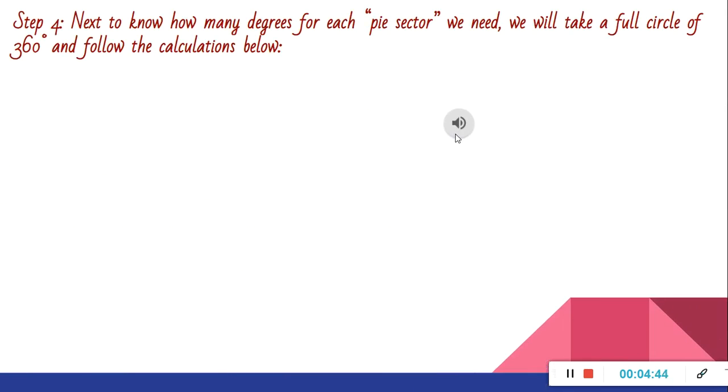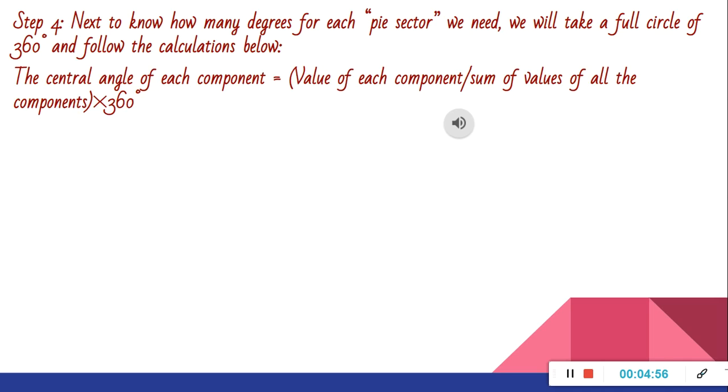The fourth step is to know how many degrees for each pie sector we need. We will take a full circle of 360 degrees and follow the calculations below. The central angle of each component is equal to the value of each component divided by the sum of values of all the components into 360 degrees. Here, value of each component means the students who liked the sports. That is, for example, football 10, hockey 5, cricket 5, basketball 10, and badminton 10. Sum of values of all the components means the total number of students in the class.